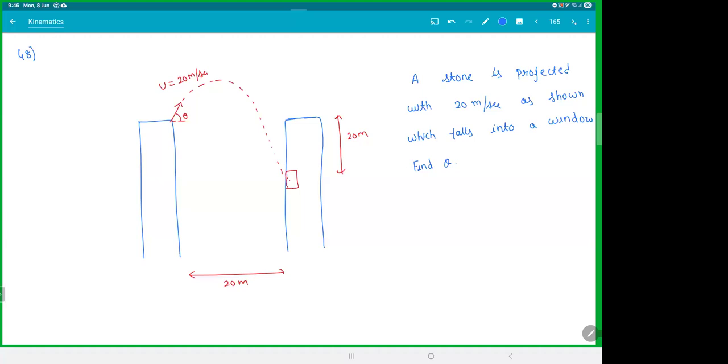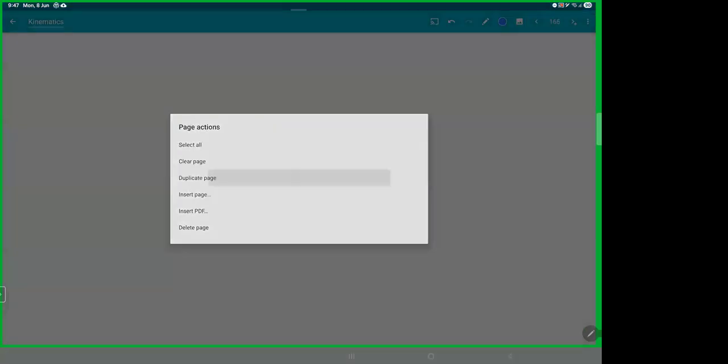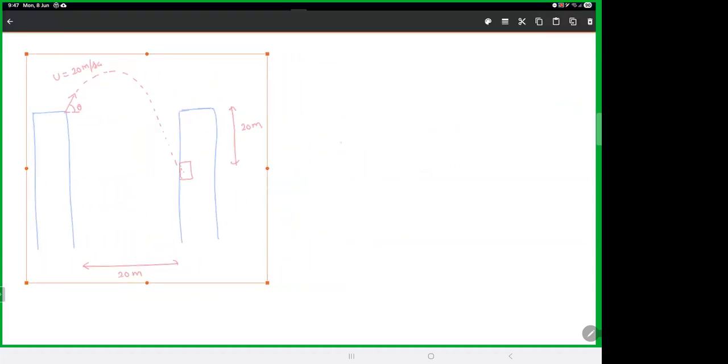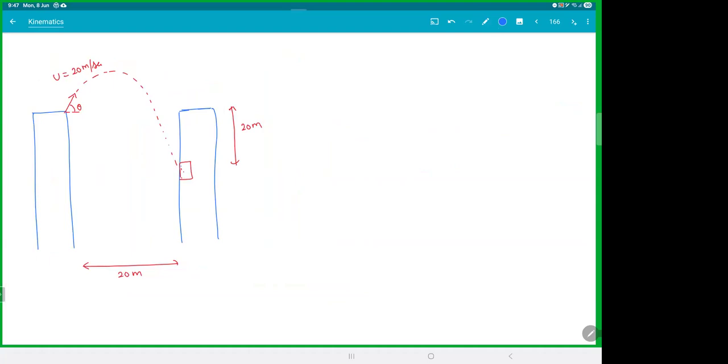You'll get a good answer in tan theta, right? Okay, let's see. Basically, what they're giving you is the coordinates. Whenever they say it is falling there, it is hitting here, indirectly they're giving the coordinates. This coordinate is 0, 0. This coordinate is 20, minus 20.